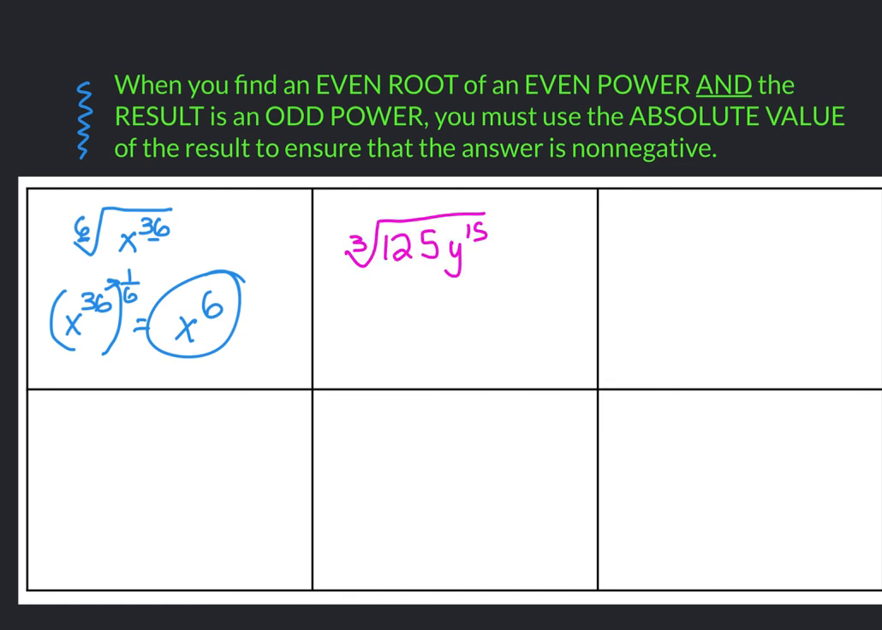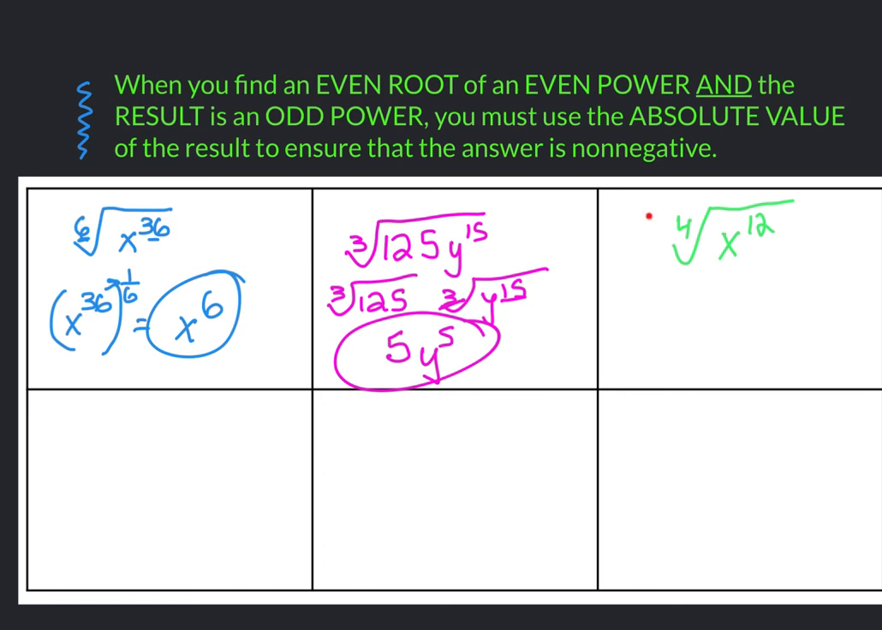All right, the next one, the cube root of 125 times y to the 15th. Just like square roots, you can break those apart. We'll take the cube root of 125, either mental math or on a calculator, and then the cube root of y to the power of 15. The cube root of 125 is 5, and then here, 15 divided by 3 is 5, so it becomes y to the 5th power.